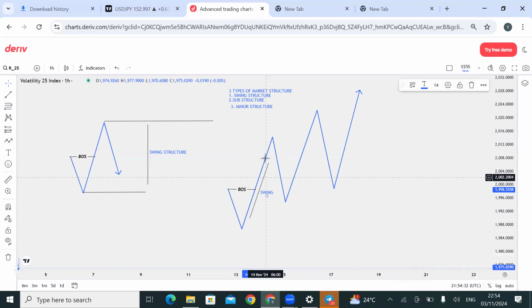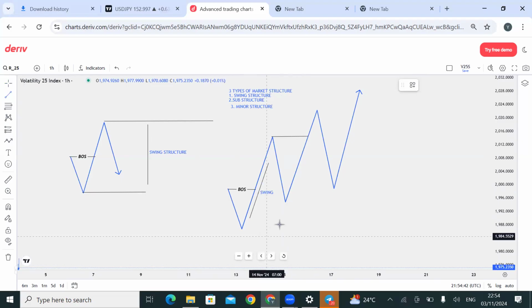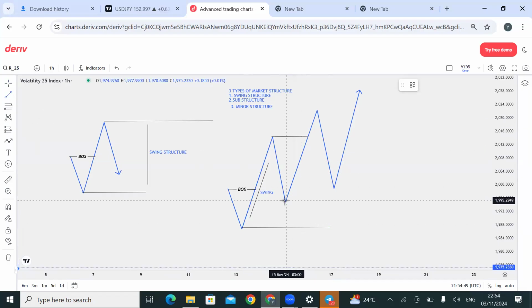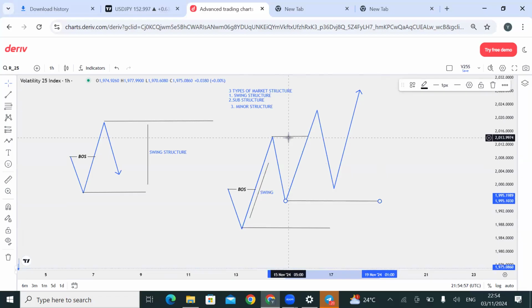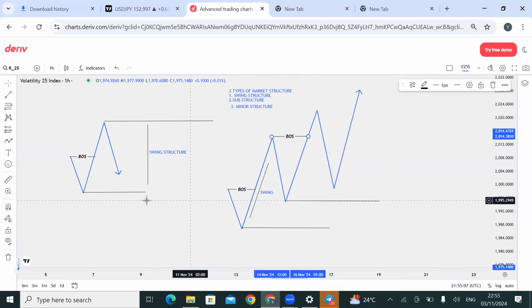Okay. This is swing. It breaks another structure here. We have another low again here. This is a low, this is a low, this is a low. It breaks another structure. You see now, we have another low again here. What do you have here? A break of structure, BOS. That's a break of structure.